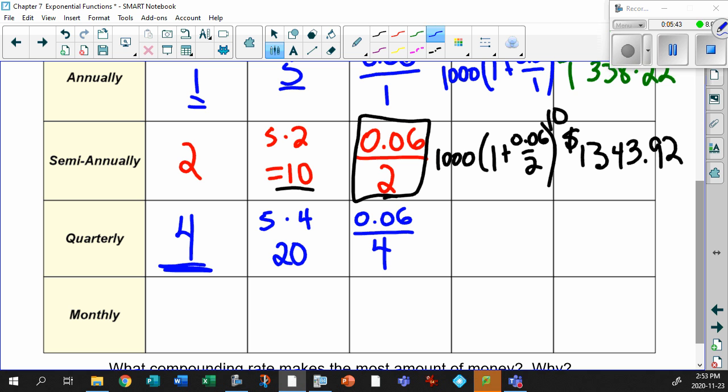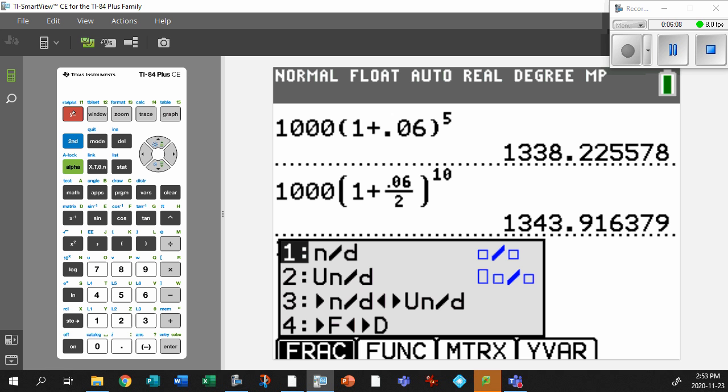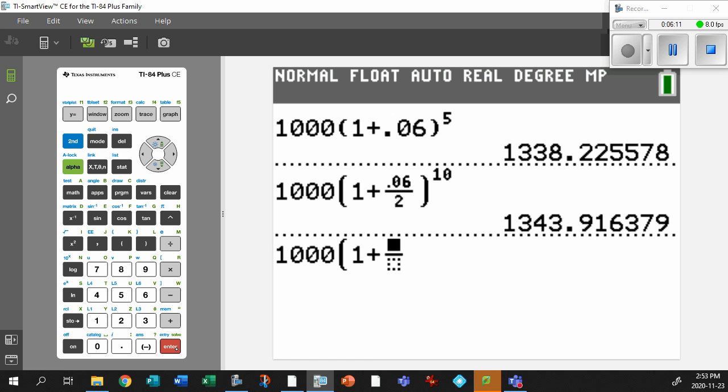So how does this stack up to the other one? Real easy. Still $1,000. 1 plus, there's your 0.06 over 4 for a total of 20 investments. Okay, let's see what that looks like on the calculator. 1,000 is still the same, right? You still have a bracket, you still have the 1 plus, but now again, I always like this fraction button here because it really helps me to see that that interest rate is an annual interest rate of 6%, but now I'm compounding it quarterly over 4.